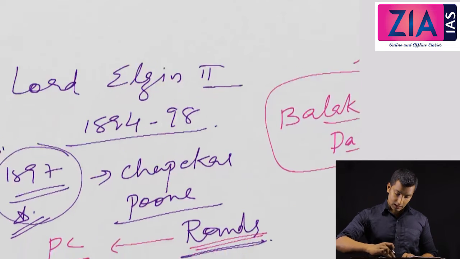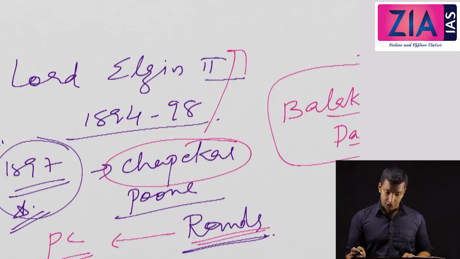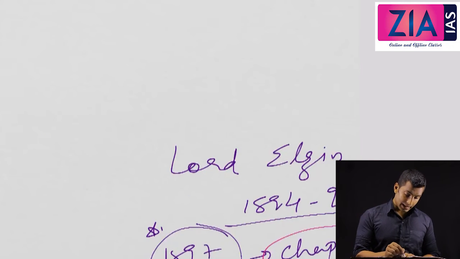Now, what is this Chapekar? Chapekar is actually a particular Brahmin caste in Maharashtra. So that's about Lord Elgin.